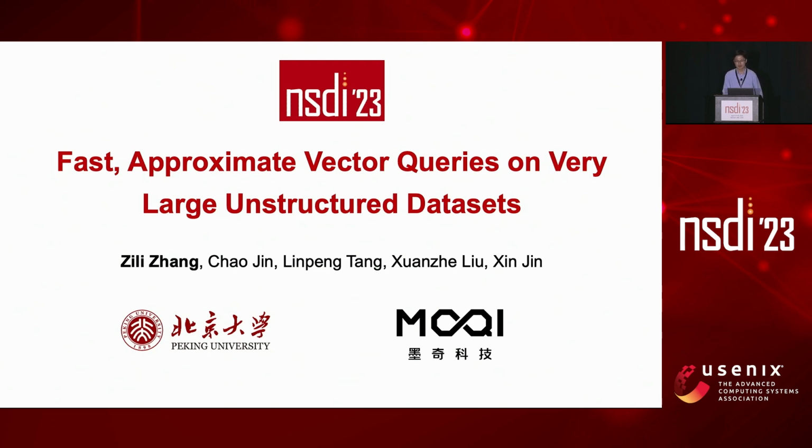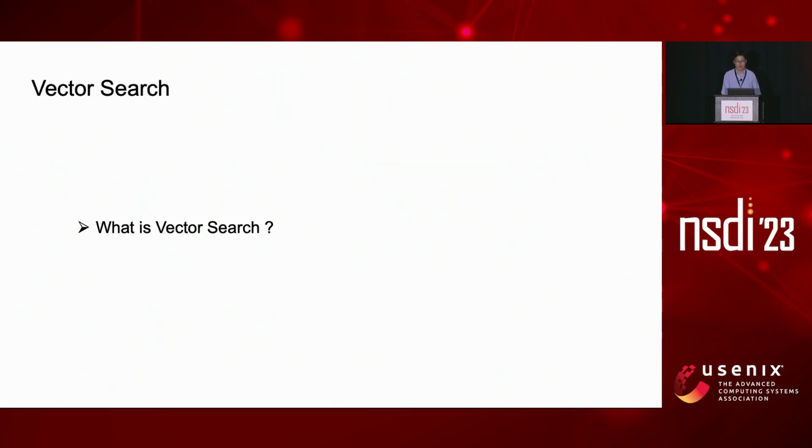Before introducing our system, I would like to introduce you some background about vector search. Vector search uses machine learning to translate the similarity of text, image, or audios into a vector space, and processes pairwise distance evaluation to find the nearest label vectors for a query vector.